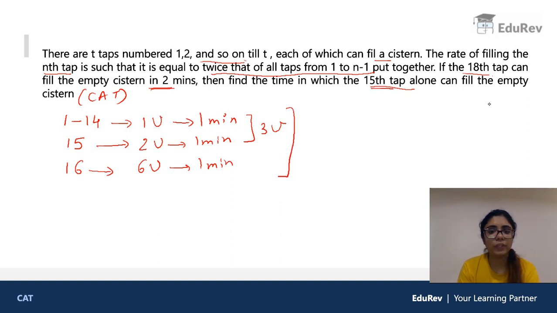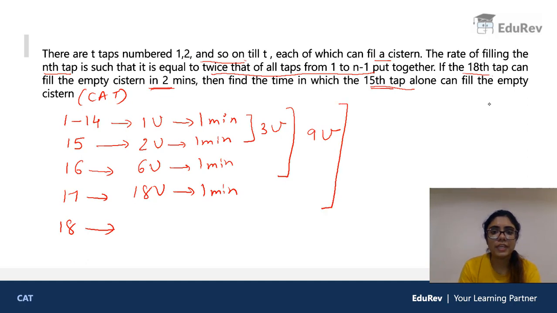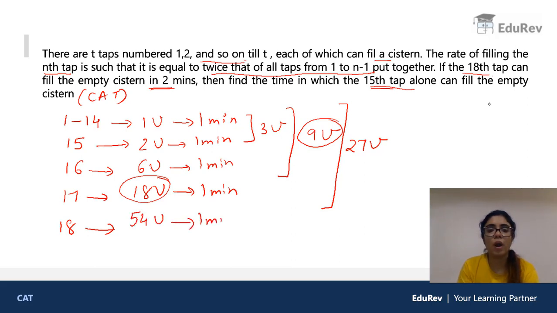Now what is the total? It will be 6 plus 3 which is 9 units. So the 17th tap will fill double of 9, that is 18 units in 1 minute. Now if I talk about the 18th tap, it will fill double of, see understand, 9 and 18 which is 27 units. So the 18th will fill double of 27. So the 18th will fill 54 units in 1 minute.